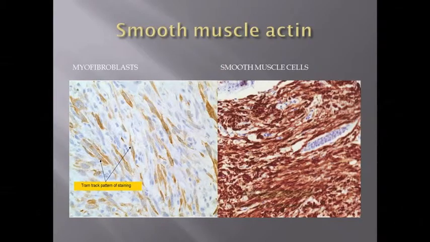Now, as I was saying, for the differential staining pattern for smooth muscle actin, myofibroblasts stain characteristically, giving rise to this tram track appearance. The nuclei are differentially spared. You can see the membranous staining, whereas here, the smooth muscle cells stain the nuclei as well as the cytoplasm and the membrane, so it gives rise to a dense, diffuse brown color. So in that way, we can differentiate the myofibroblasts from smooth muscle cells using smooth muscle actin.